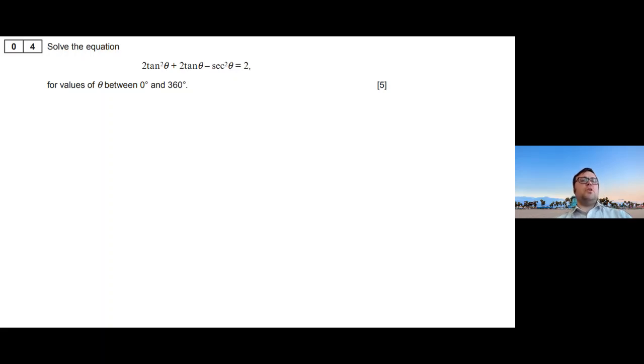So question 4, another trig question. We have 2 tan squared theta plus 2 tan theta minus sec squared theta equals 2. Hopefully you see that we're going to use the sec squared identity. I can't ever remember it. So if we think of cos squared theta plus sine squared theta equals 1, if we divide everything by cos squared, we will end up with 1 plus tan squared theta equals sec squared theta.